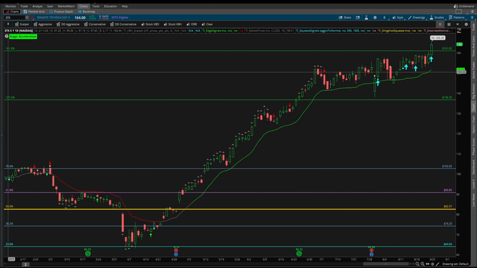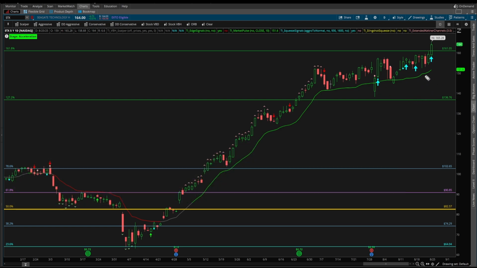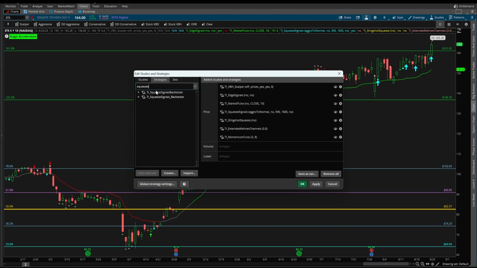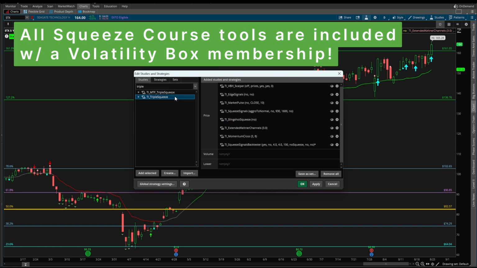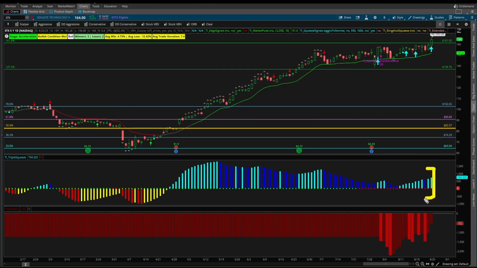If I load back in our indicator set, you should notice that we have the squeeze signal arrows plotting. Those are these blue arrows here, and we have 4 of them plotting. That tells us that we can now run our backtester to understand what is the performance of these signals. How effective are they? So to do that, I'm going to load in our squeeze signals backtester. That's right here. And I'm also going to load in our triple squeeze indicator so we can see the actual squeeze forming. If I click apply, now we can see the squeeze down here on our charts along with the P&L histogram bar that gives us an idea of the performance of this particular strategy.